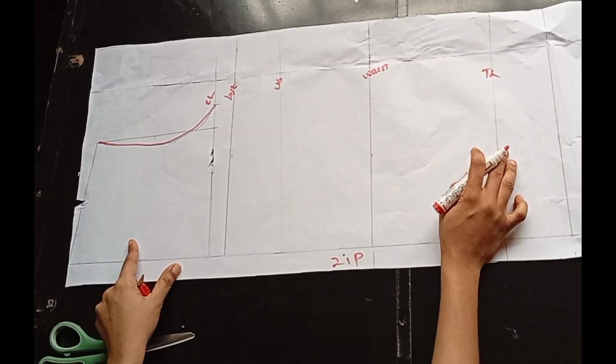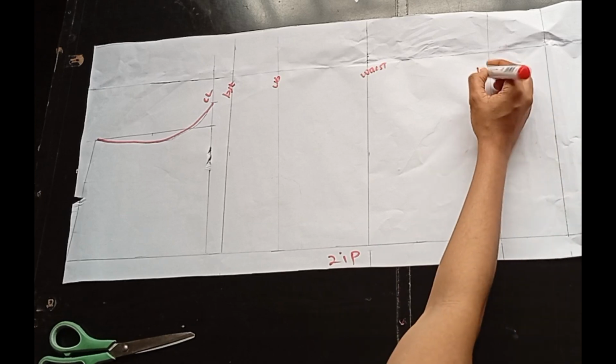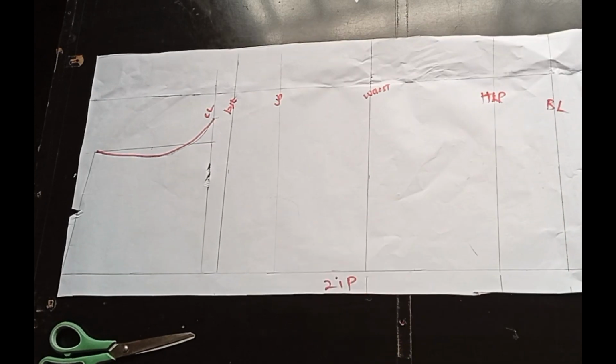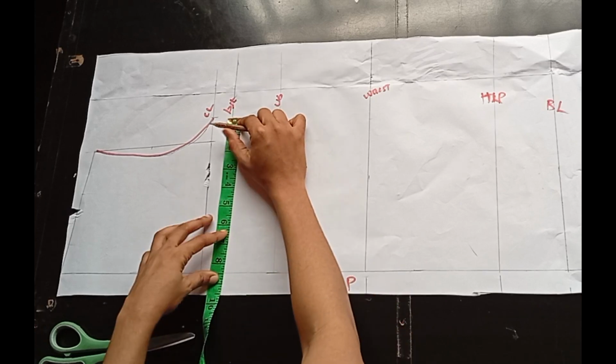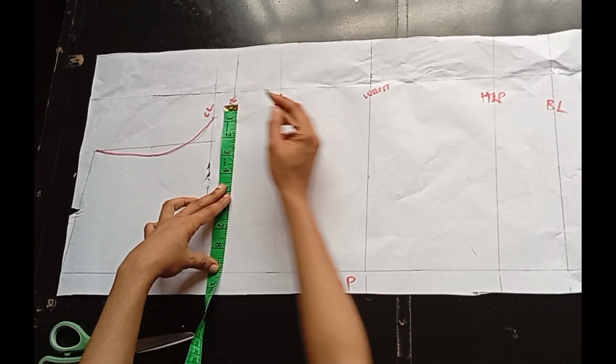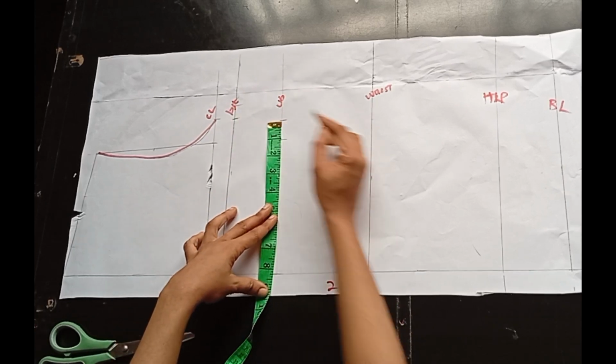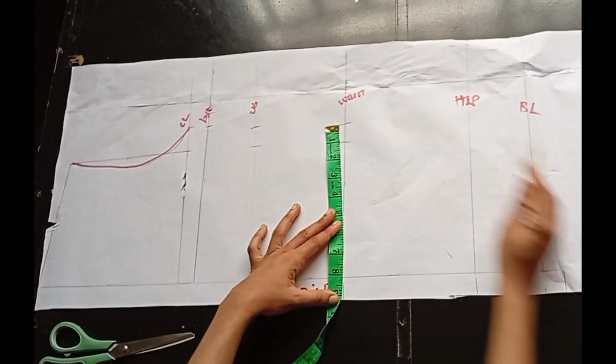Moving over to the back pattern, I've gone ahead to mark out all the basic measurements for this pattern. And also I added a zipper at the back. For your zipper, you can use 1.5 to 2 inches. I'm going to go ahead to mark all my measurements just the same way we did for the front.